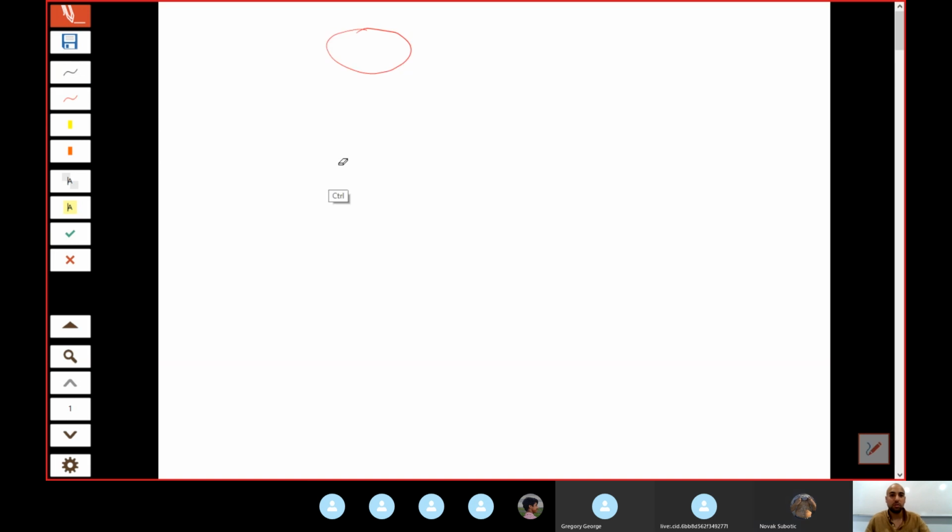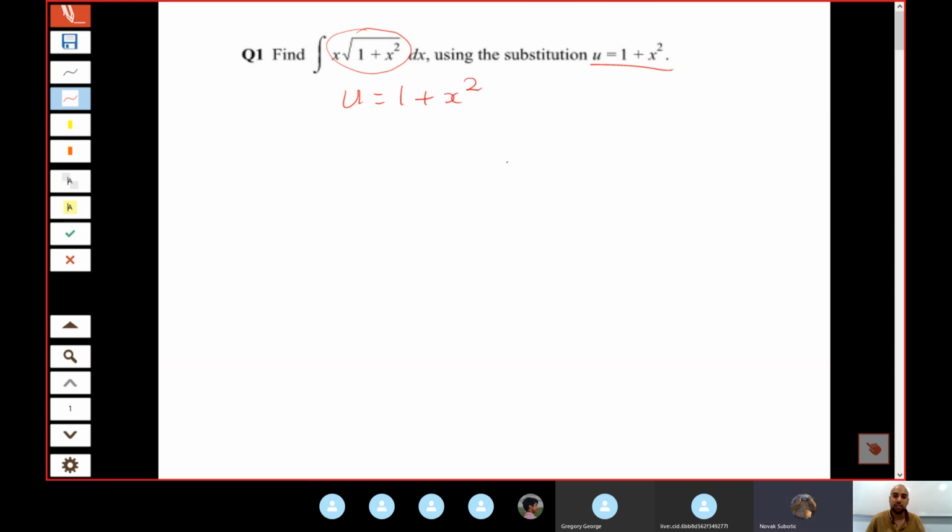What we're going to do is first start off with our substitution: u equals 1 plus x squared. Does that make sense? Step 1. Step 2, we differentiate u. Now the derivative of u is technically 1, right? So if I was to differentiate u, we would write 1.